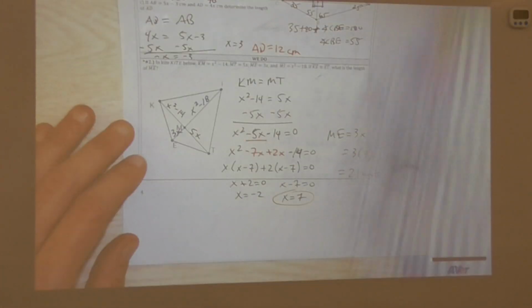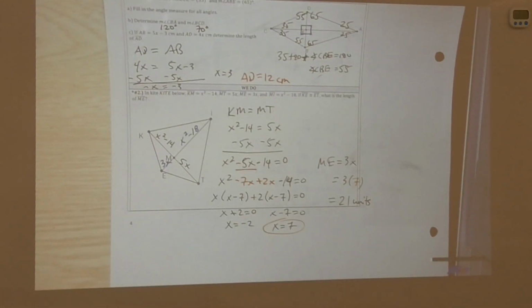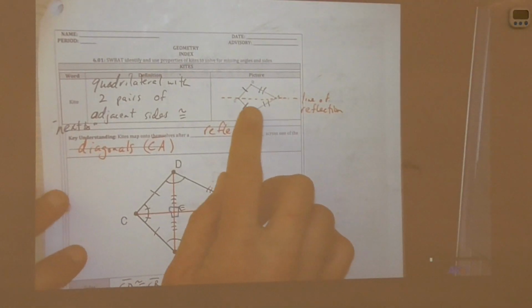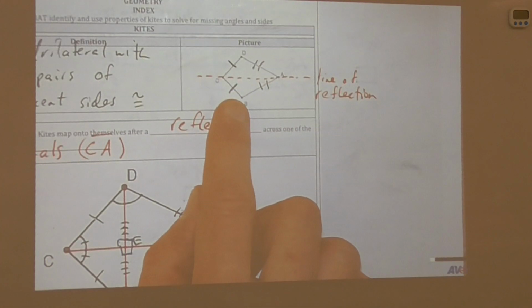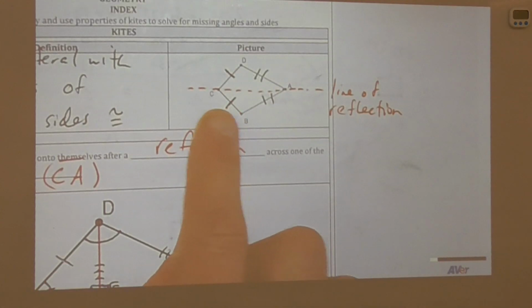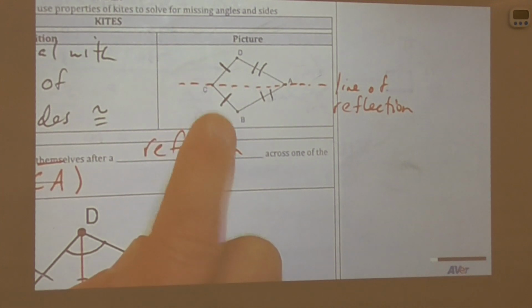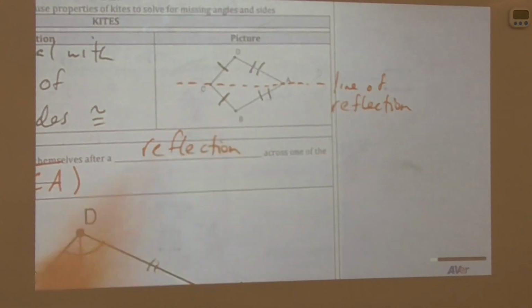You just looked at the first quadrilateral called a kite. Remember that a kite is a quadrilateral with 2 pairs of congruent sides that are next to each other. They are adjacent to each other. Nice job.